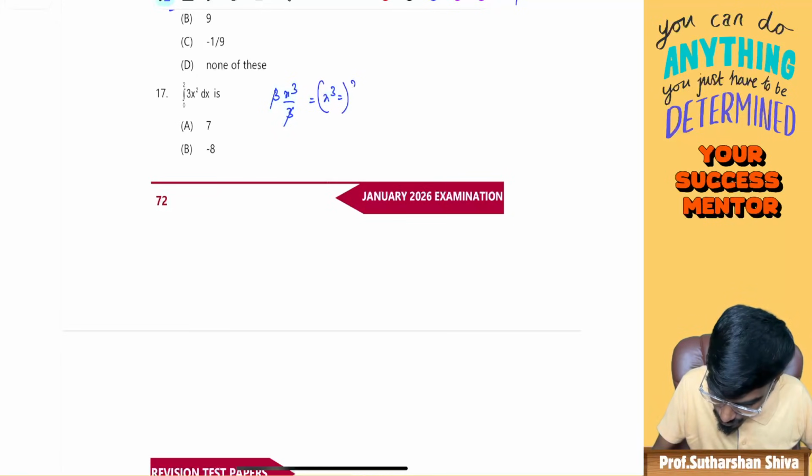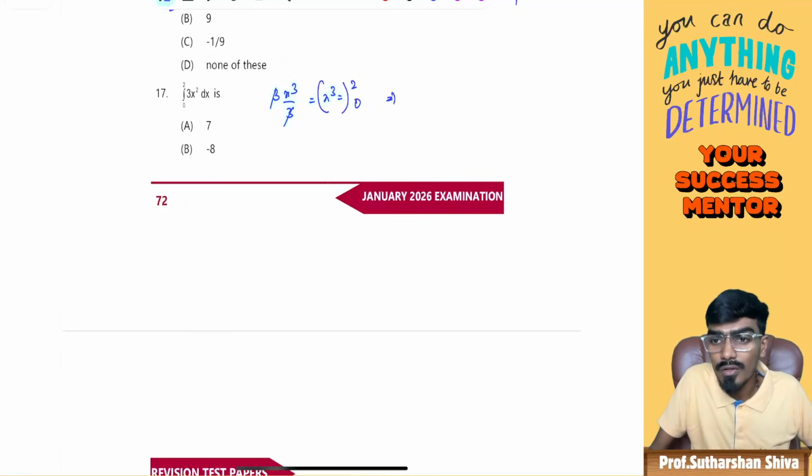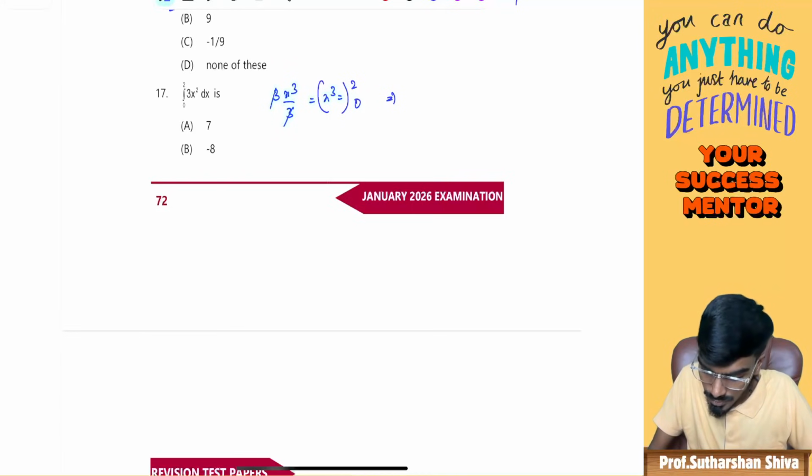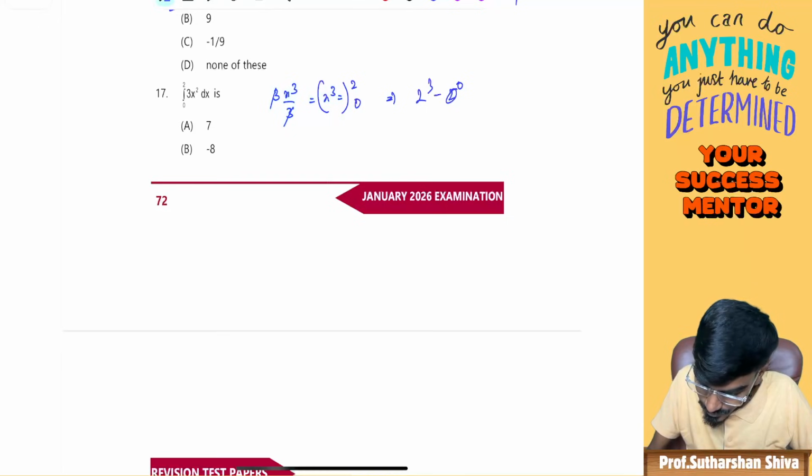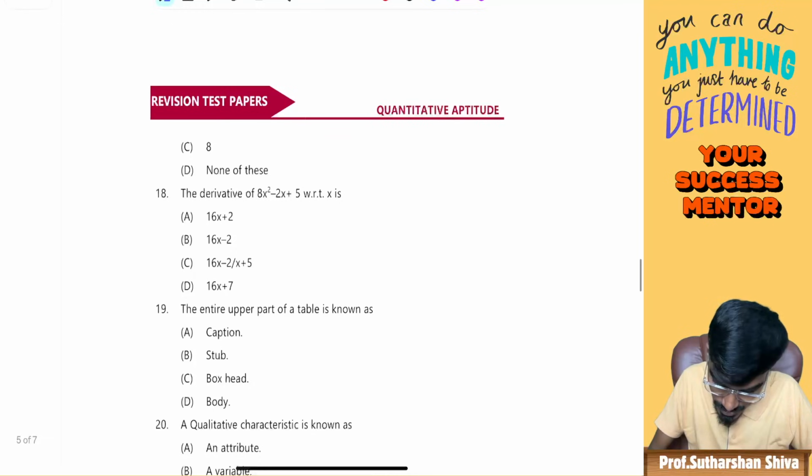Yes. Now we will be doing 3 comma 2. Now we will be doing x cube. X cube is nothing but 2 cube minus 2 power 0, so it is nothing but 8. Option C is your answer.